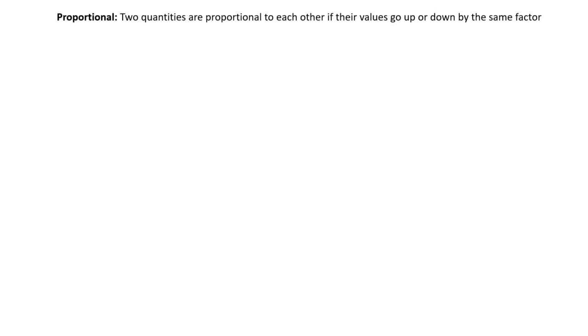Now, when there are two quantities that are proportional to each other, that means that when one quantity goes up, the other quantity also goes up by the same factor. Or when one quantity goes down, the other quantity also goes down by the same factor. What do you mean by same factor? We'll see that.